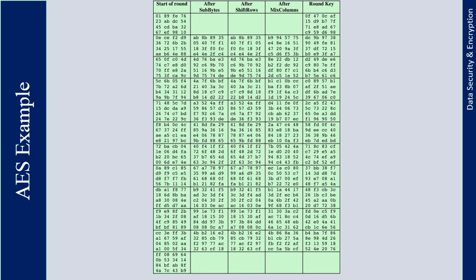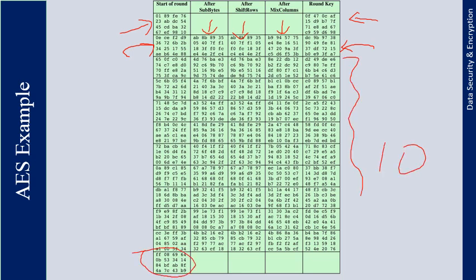So initially we have the plain text and the round key, and after applying the round key in the first step, we can perform the substitution, then we perform the shifts, and then the mix columns, and finally again it is combined with the round key. The step is repeated 10 times, and finally we get our cipher text.